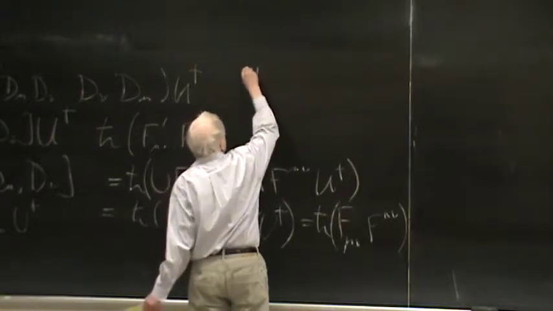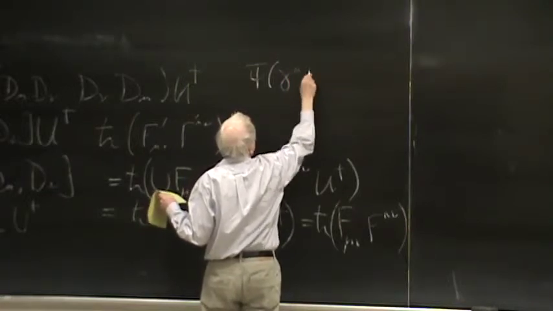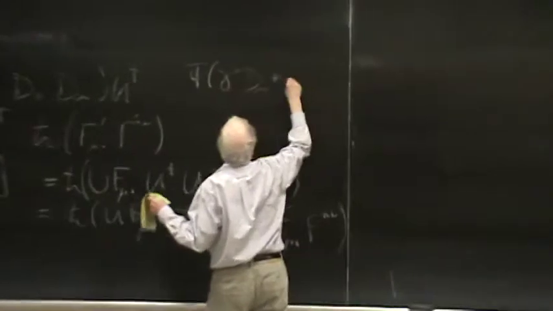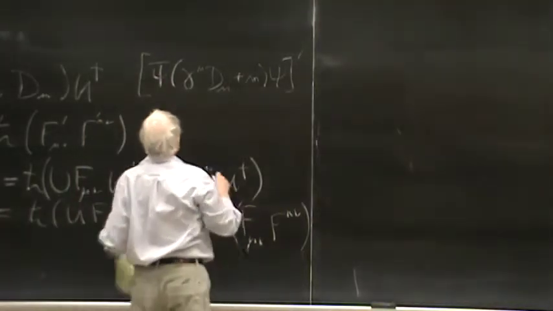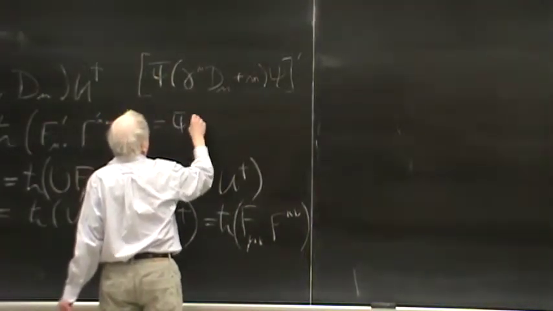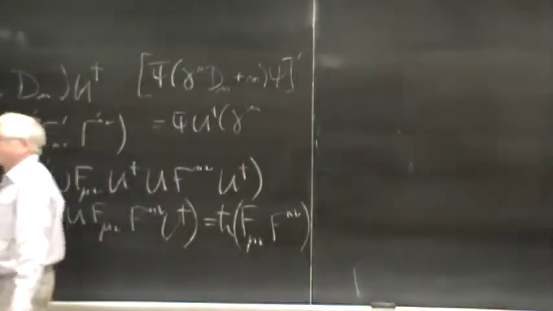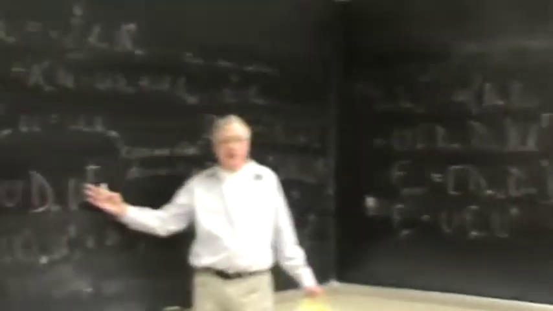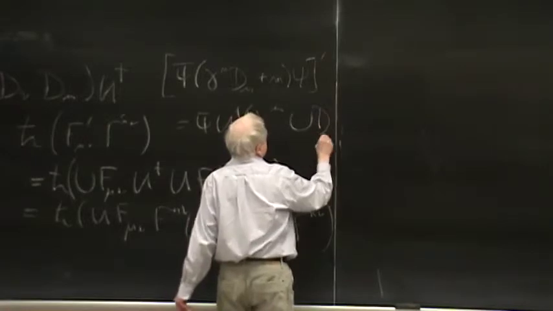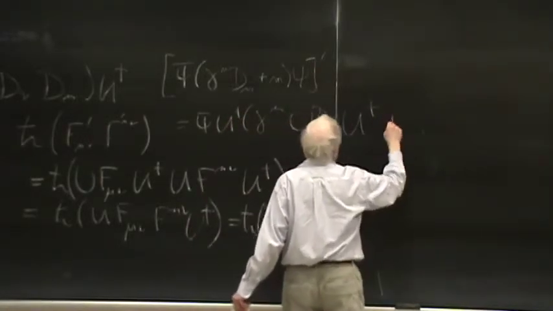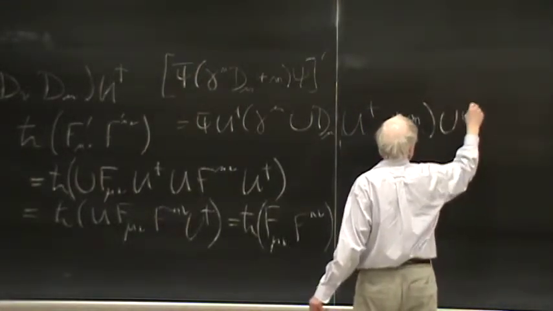In this case, we would have psi bar gamma mu, say, D mu plus m psi, and let's put a prime on that. Well, what is it going to be? It's going to be psi bar U adjoint gamma mu D mu prime. Let me use this expression, U D mu U adjoint. So this is U D mu U adjoint plus m, and psi prime is U psi.